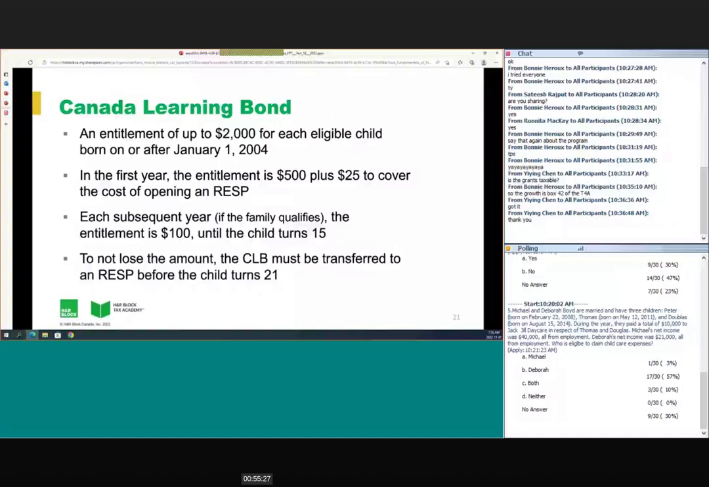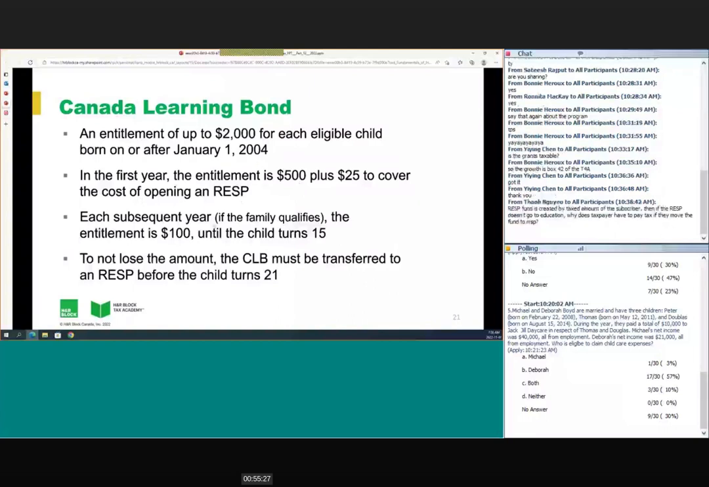So there's also another program called the Canada Learning Bond, and I believe that this is an entitlement of $2,000 for each child born after January 1st. The first year, the entitlement is $500 plus $25 to cover the cost of opening up an RESP. Each subsequent year, if the family qualifies, the entitlement is $100 until the child turns 15. To not lose the amount, it must be transferred to an RSP before the child turns 21.